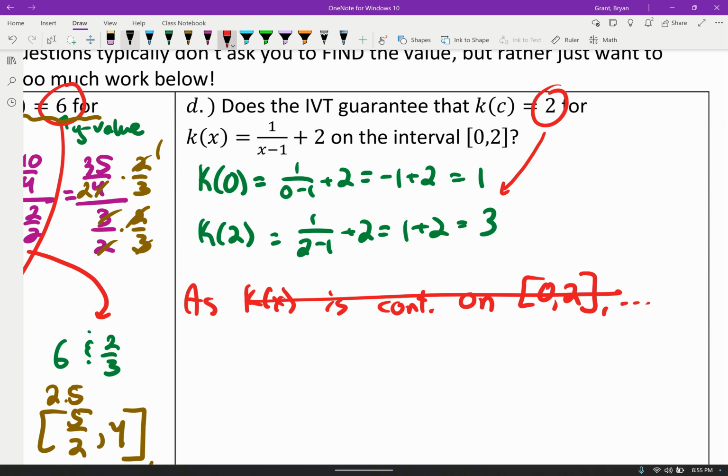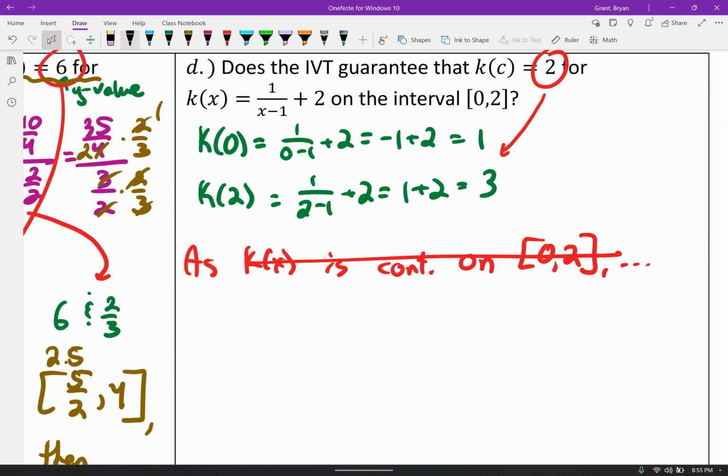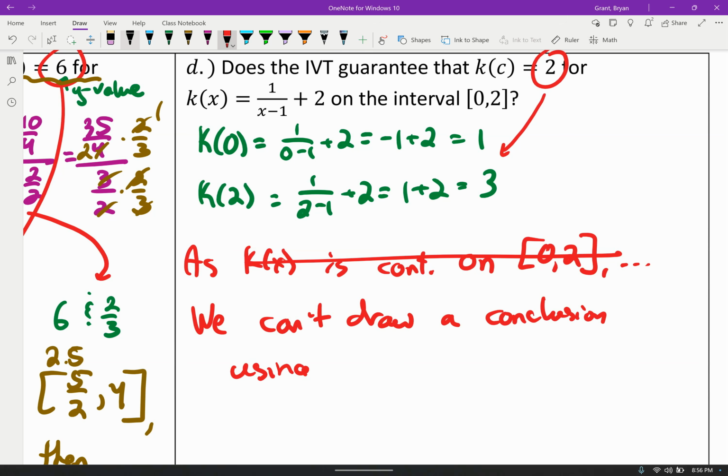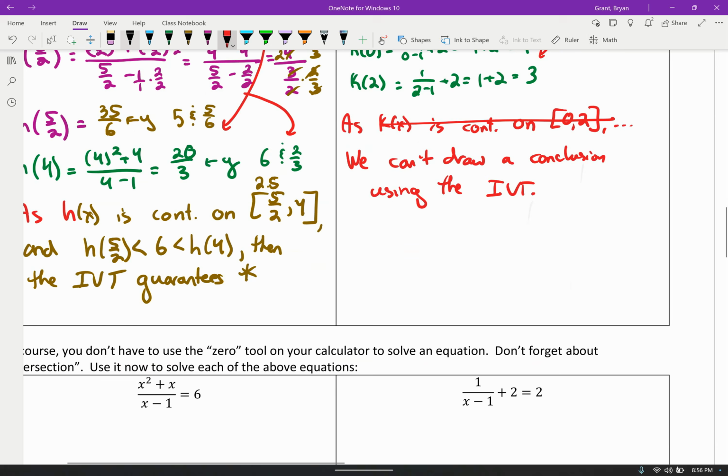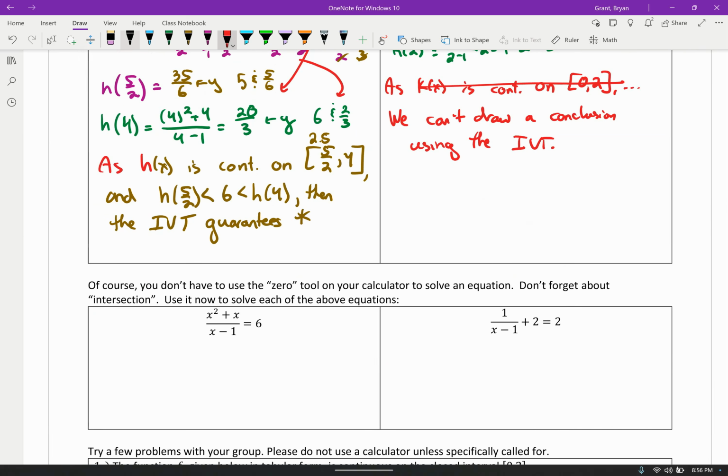Uh-oh. And if that's the case, then the right way to end this, and they wouldn't actually ask you this on a free response, it might be more of a multiple choice question, is we can't draw a conclusion using the IVT. Because here's the thing. K of 0 being 1, K of 2 being 3, there could certainly still be a y value of 2 between those two endpoints. We just can't use the IVT to do it. And if we can't do that, is there maybe another way? Well, I'll show you right now.